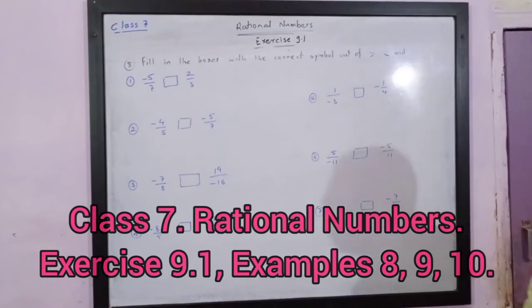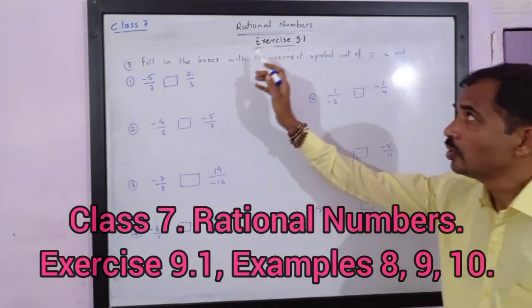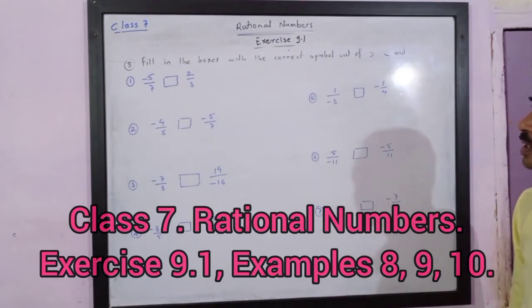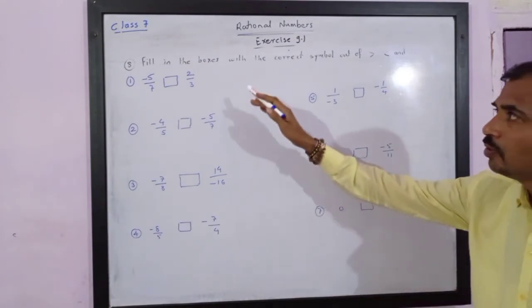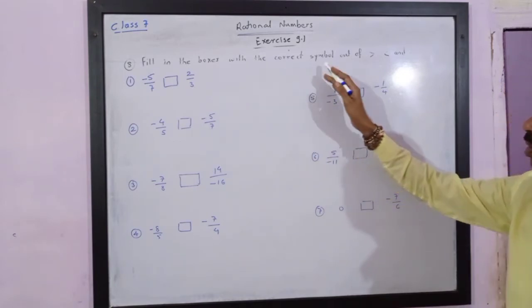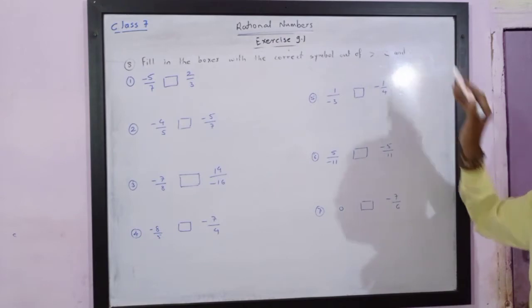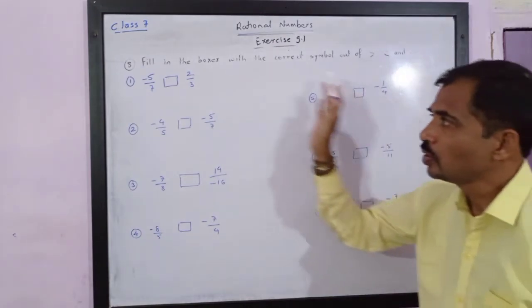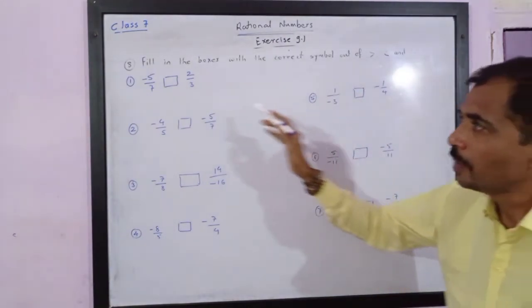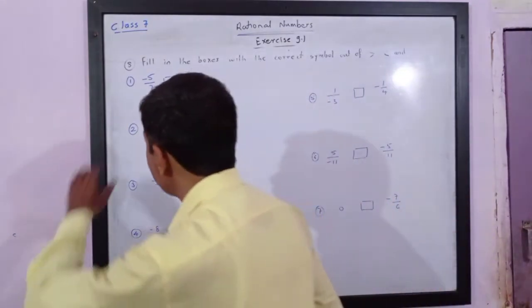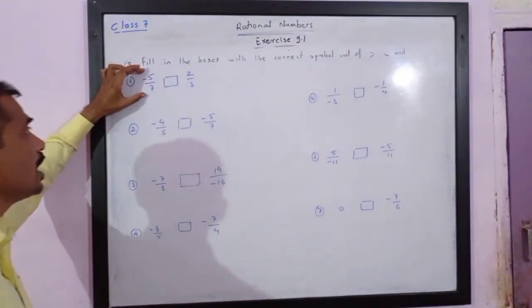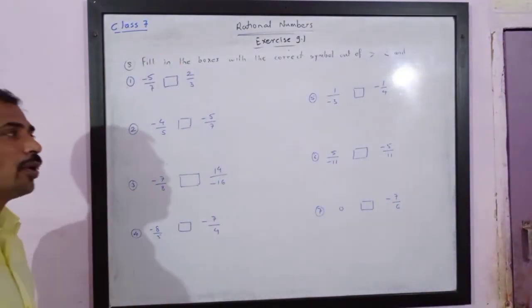Dear friends, in class 7, we are studying the 9th lesson, rational numbers, and in exercise 9.1, we have question 8. Fill in the boxes with the correct symbol out of greater than, less than, and equal to. Now, to compare this, compare the fractions. First fraction is negative 5 upon 7, second is positive 2 upon 3.